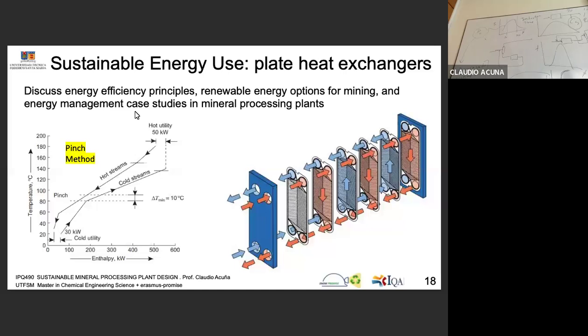UHT treatment. It's not pasteurized. Pasteurized is when you keep it for a long time at a high temperature. The milk, for example, in this equipment goes to 120 degrees for 2 seconds, and then you cool it down in 3 seconds. This thermal shock kills all the microorganisms.